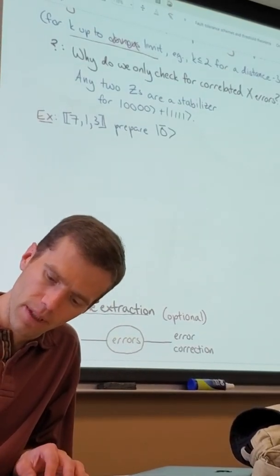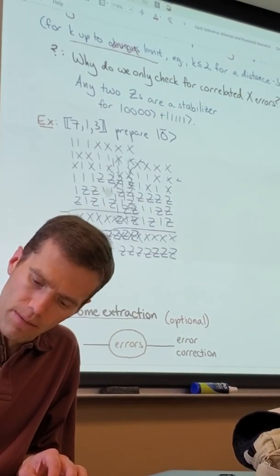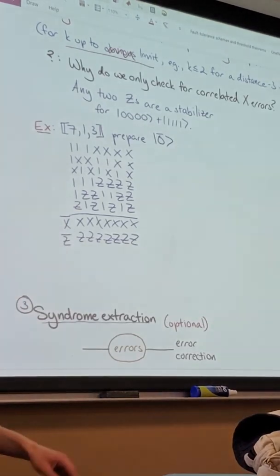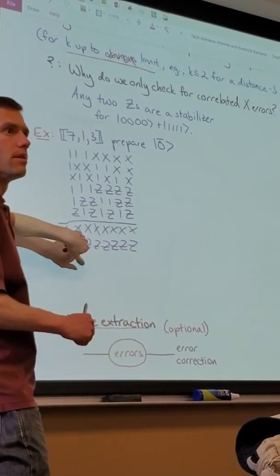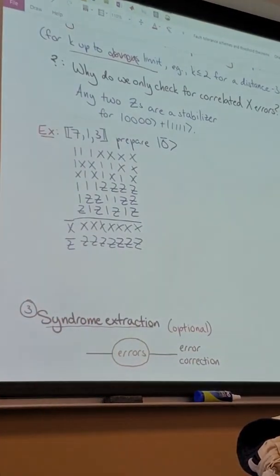Coded 0 for the 713 code. So the stabilizers I want are these 6 stabilizers, and then also I want to have logical Z for the 7th stabilizer. And that'll be logical 0.